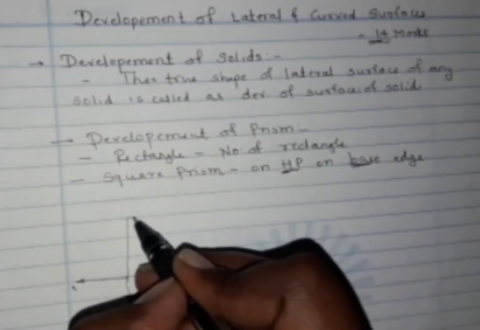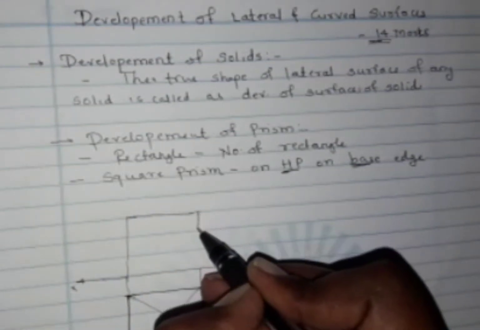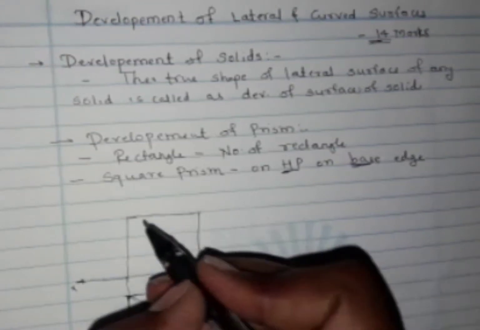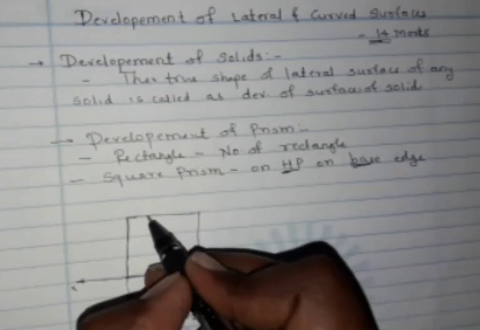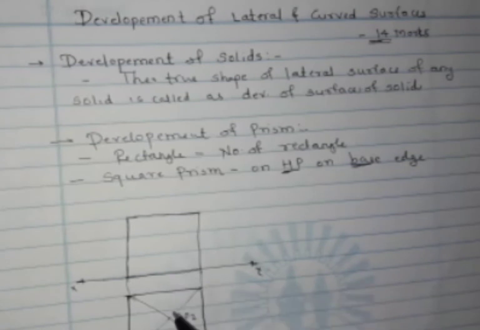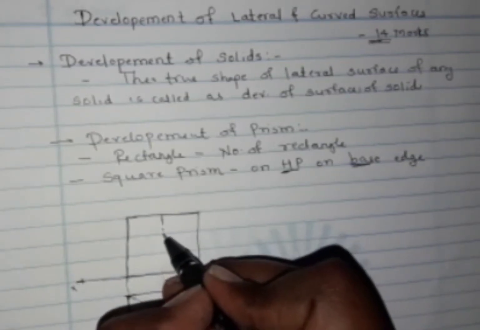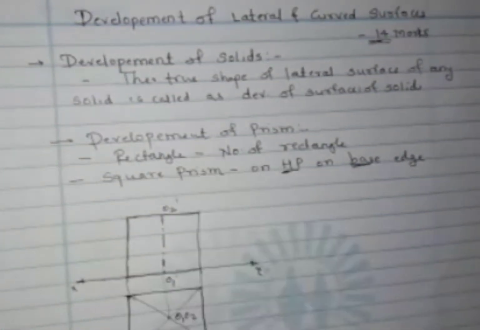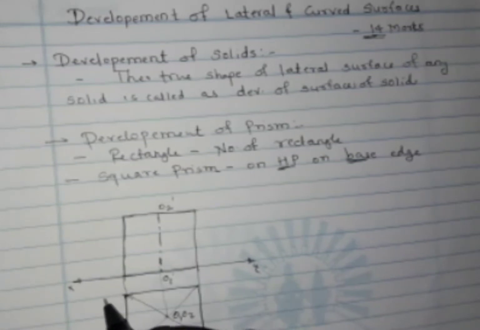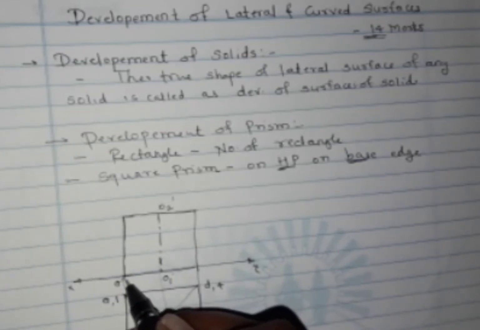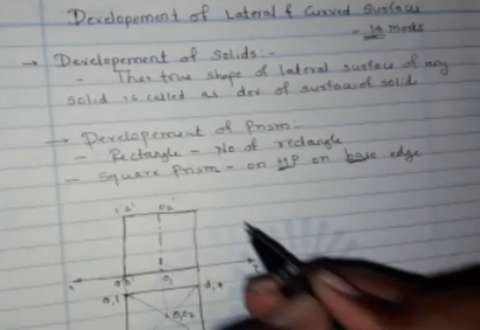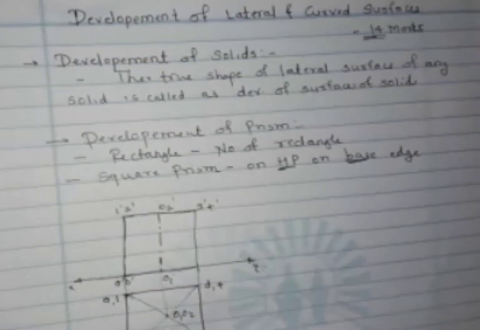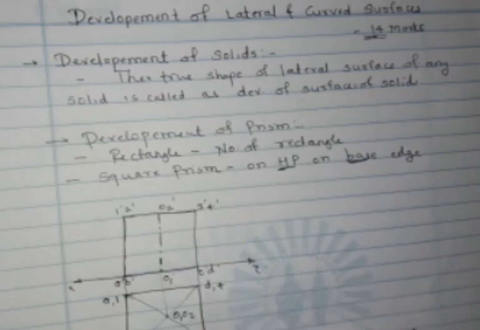As it is a prism, its front view will be a rectangle. Then take the projection of the axis and show the axis here, giving the names O1 dash and O2 dash. Here will be a comma 1, b comma 2, here c comma 3, here d comma 4. In the front view also give the names a dash b dash, here 1 dash 2 dash, here 3 dash 4 dash, and here c dash d dash.